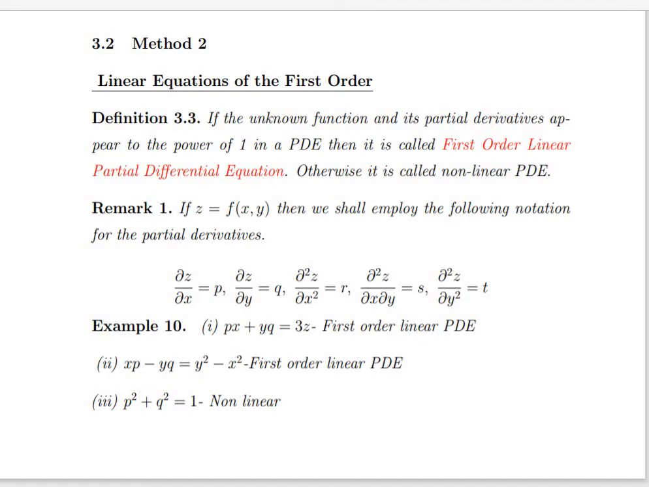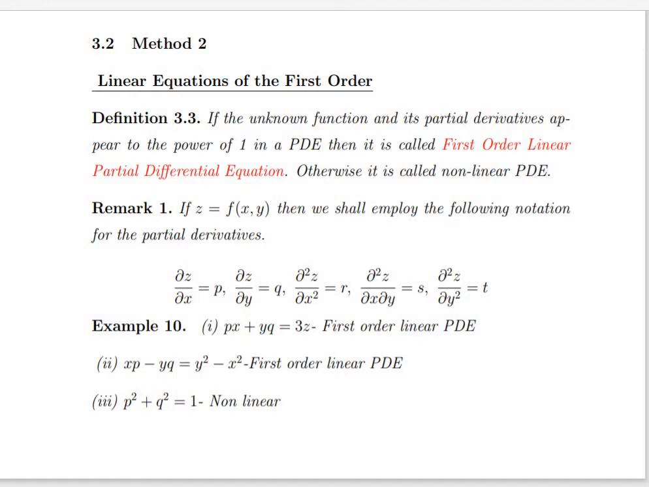Now consider an example of a linear PDE, say px + yq = 3z. Here the unknown function is z and its partial derivatives are p and q. And you can see all the three are of power 1, hence this equation is a first order linear PDE. Similarly, for the second equation, you can see p and q are of power 1, hence that is also an example for a first order linear PDE.